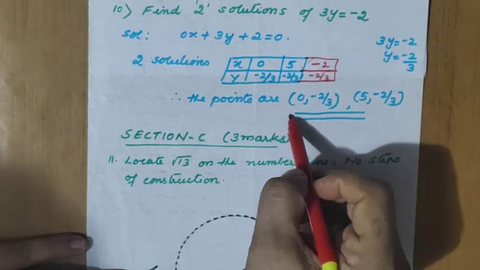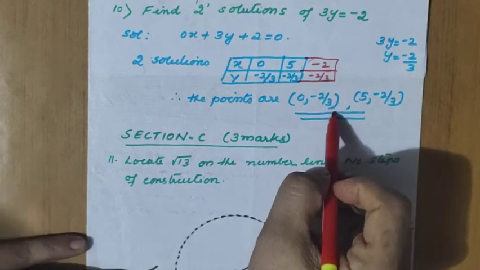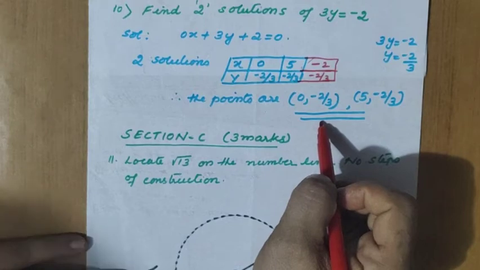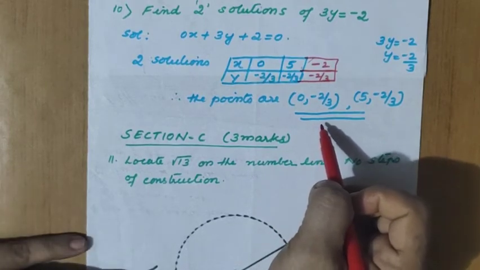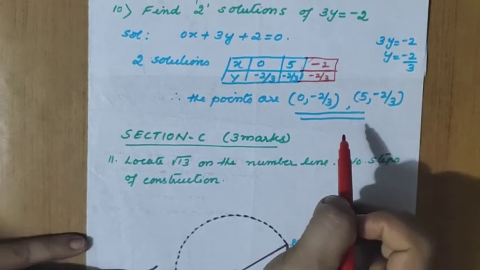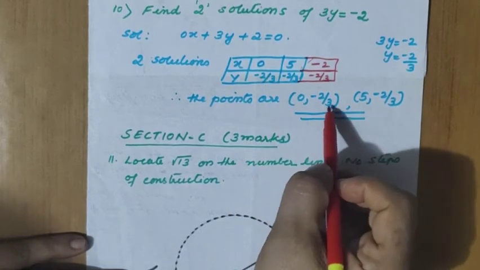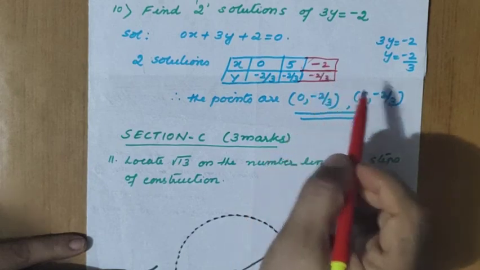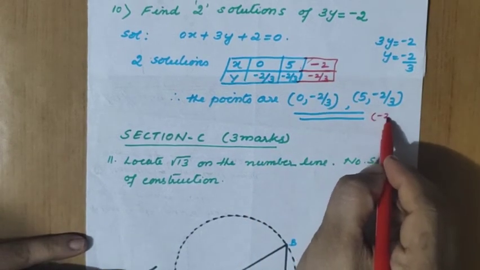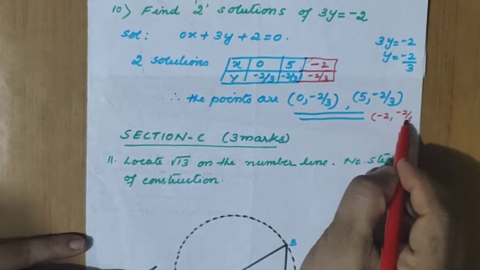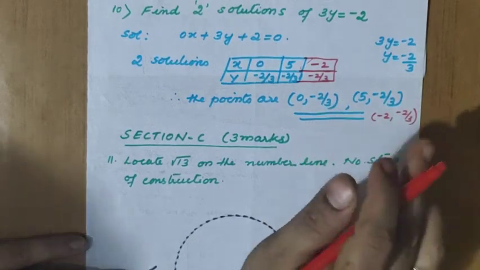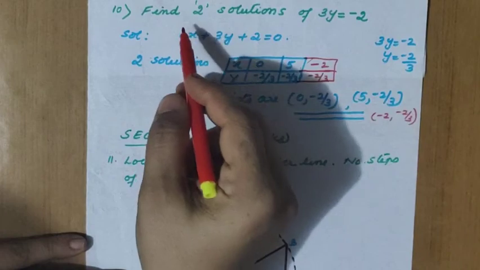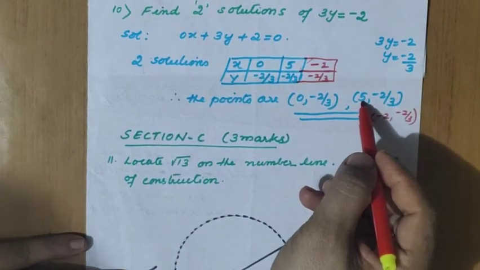So the coordinates, we should write in this form only. Even if you have calculated like this, you still have to write like this, because it's a point or solution of a linear equation and it is an ordered pair only. So 0 comma minus 2 by 3, 5 comma minus 2 by 3. Now I have calculated one more. So how to write that one? Minus 2 comma minus 2 by 3. Like that, you have to write the solution. So how many solutions are asked? According to that we should write two solutions here. So two solutions are written here.